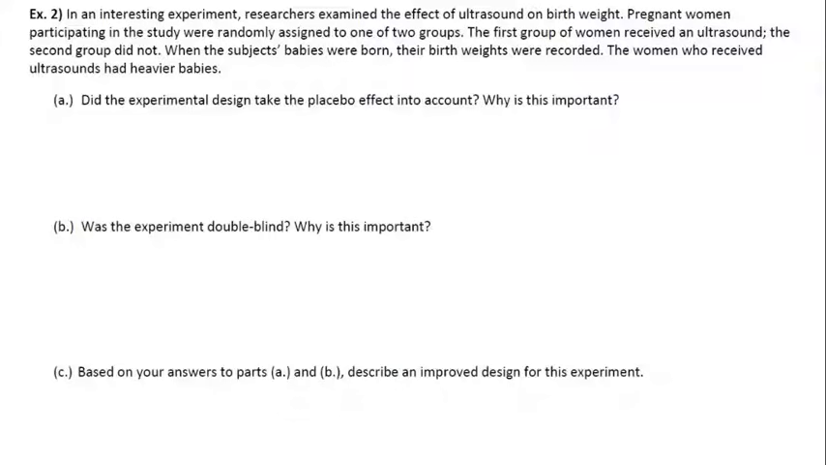Well, there's a couple issues with that, and look at part A. It says, did the experiment design take the placebo effect into account? And why is this important? So the placebo effect means people know they got a treatment, so they're going to just all of a sudden start acting differently. So they definitely didn't take that into effect because the women knew they were in this experiment, and the ones who got an ultrasound obviously knew they got an ultrasound, and the ones who didn't, they knew they didn't. So what will that do? What will the placebo effect do? Like knowing you received the ultrasound treatment, how will that change those mothers?